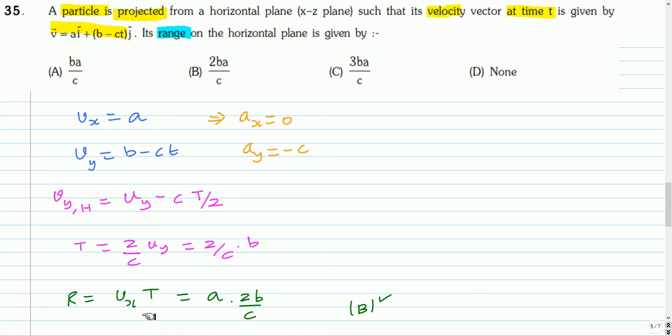So the range of the particle is the horizontal component of the velocity into the time of flight. The horizontal component of the velocity is unchanged, which is a, into the time of flight. So from this we get the range as 2 times ab divided by c. So that is option B.